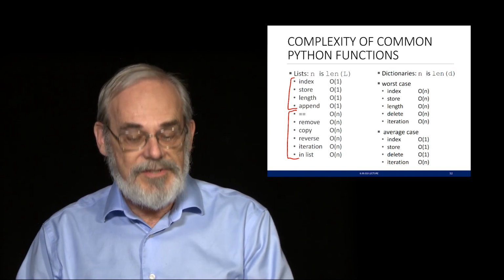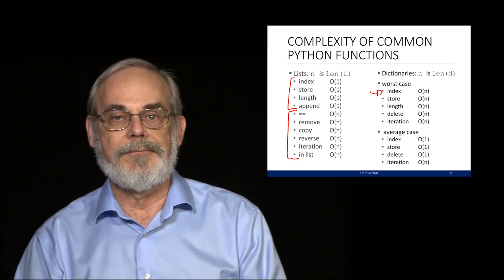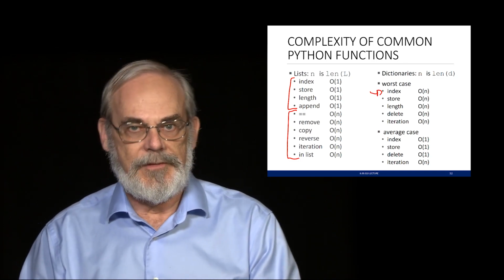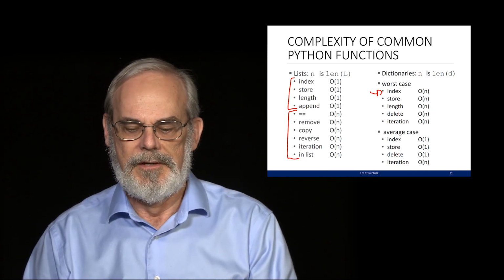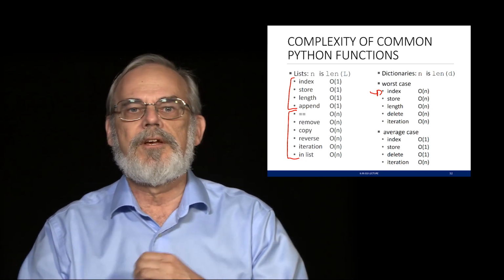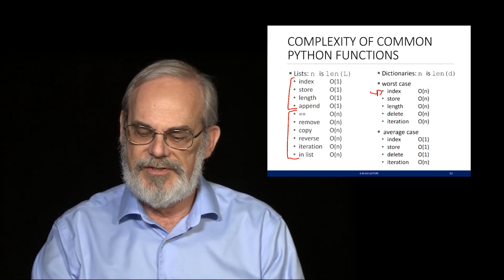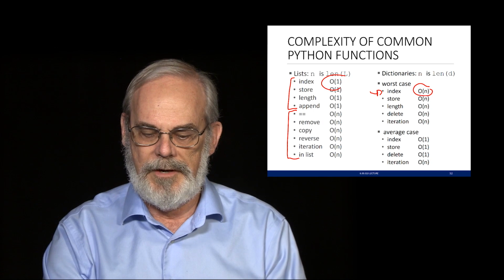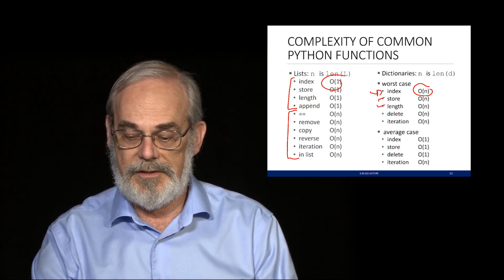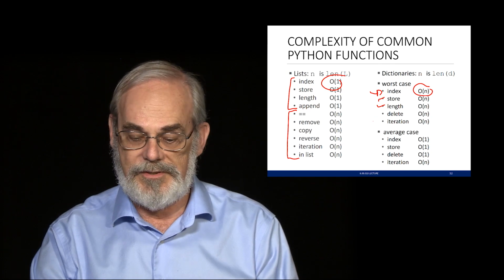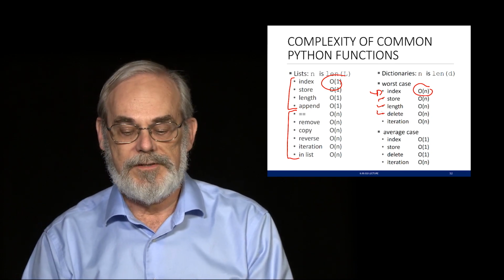Dictionaries have slightly different behavior. Notice here that index is linear. And that makes sense. If the list, it was ordered, so I knew exactly where to go to get to an element. But here with the dictionary, we said it could be stored in any order. It gives me more power, but it has a cost, which is that it is linear compared to a list which was constant. Same thing with store, same thing with length, same thing with delete, which is the equivalent of remove. They're all linear in the cost.